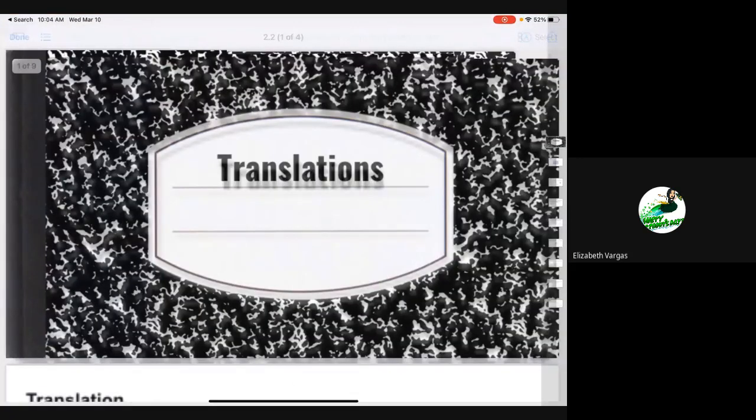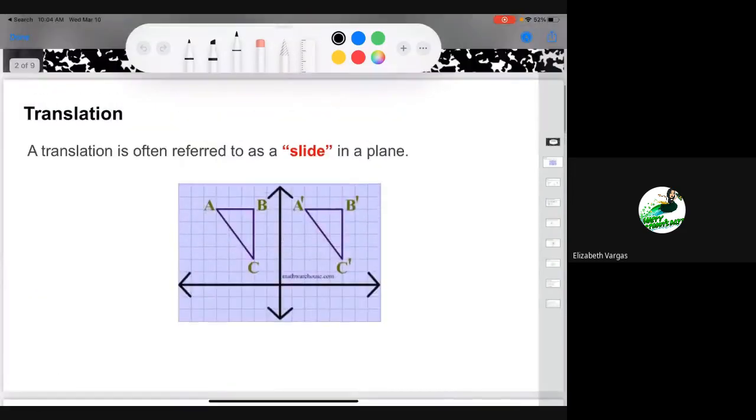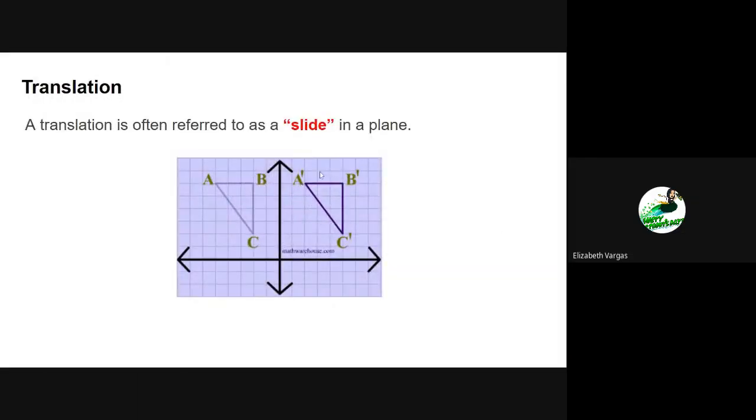Okay, so translations. A translation is a type of rigid transformation, which is often referred to as a slide in a plane. So basically, it is a direct slide. And I can actually show you this. So a slide in a plane. Here you see that translation, or this triangle, being slid over in the plane. So a translation is often referred to as a slide in a plane.